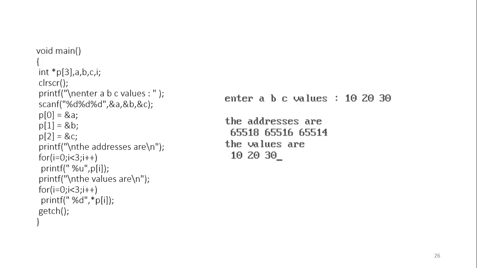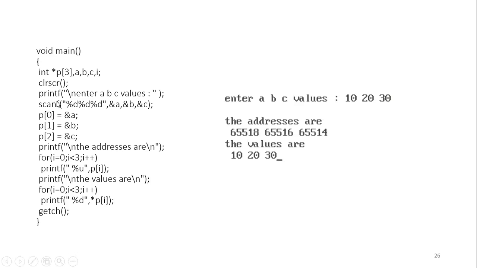I have written one program to demonstrate an array of pointers. So here P is an array consisting of 3 pointers. P is an array of 3 pointers which contain the address of normal integer variables. Here integer variables I am considering as A, B, C. Variable I I am using for traversing the array. So next I am entering the values for A, B, C. Say that I have entered the values for A as 10, B as 20 and for C 30.